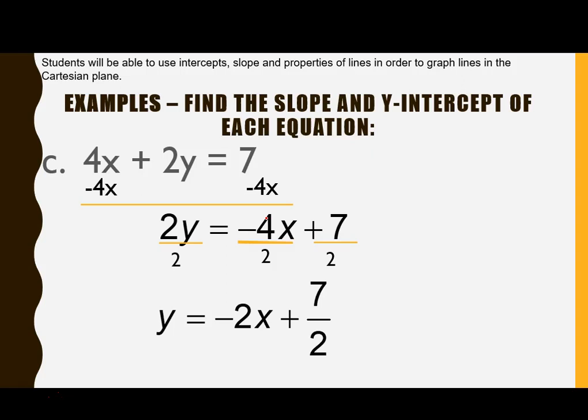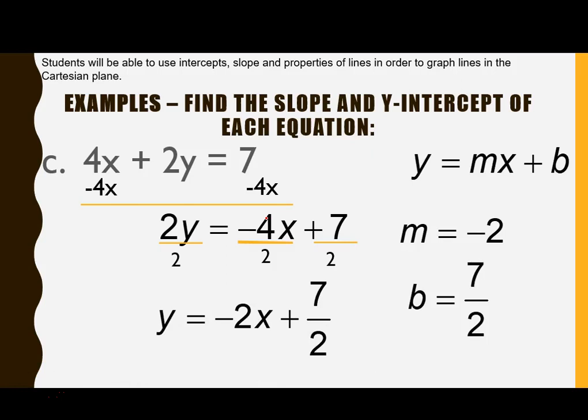Well, what's my y-intercept? What's my slope? Well, my slope is always the number in front of x when it's solved for y equals. So in this case, it's negative 2. My y-intercept is 7/2.